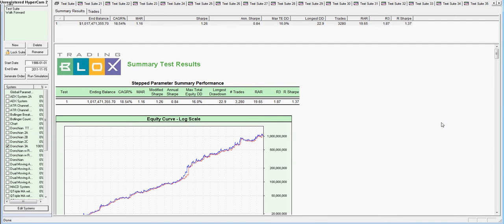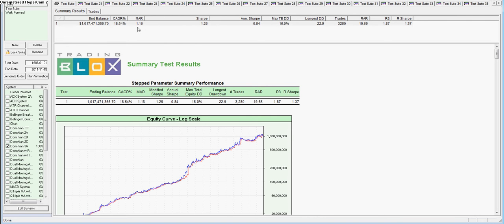Okay, in the first video we looked at the Dancian 3A system's performance, and this is the second video. Here we're going to look at a sample trade and how this particular single system in isolation, Dancian 3A, went through doing a trade.